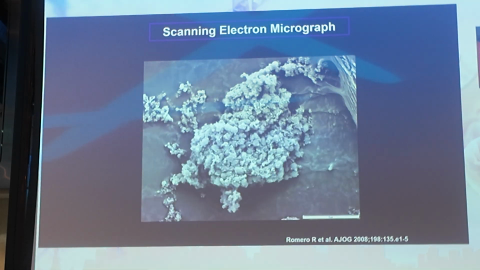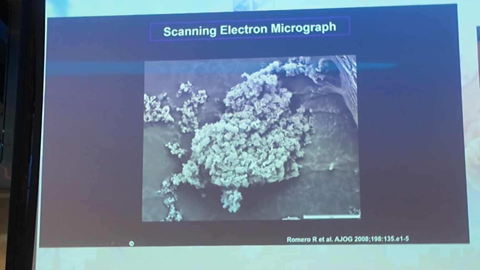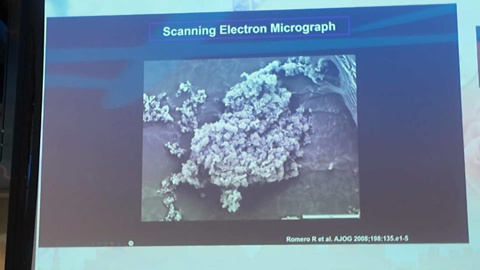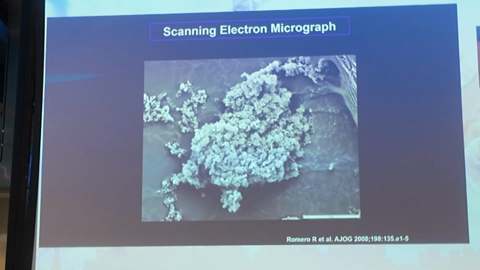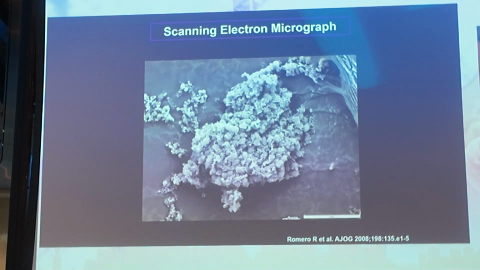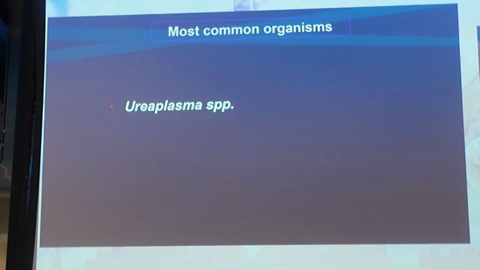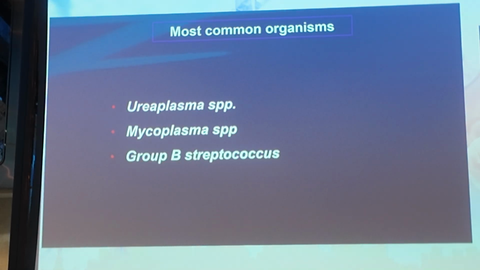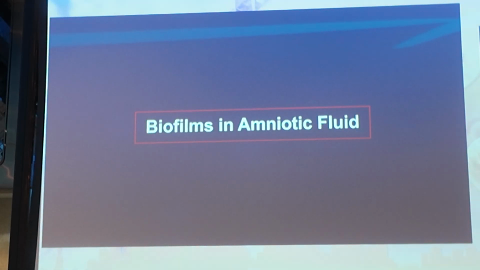This is scanning electron microscopy of sludge. You can see that there are some bacteria, some cocci, but all of this is polymeric substance because, in essence, the bacteria are building around themselves to protect themselves against natural antimicrobial peptides that are produced by humans. The most common organisms in sludge are ureaplasma, mycoplasma, GBS, and candida.